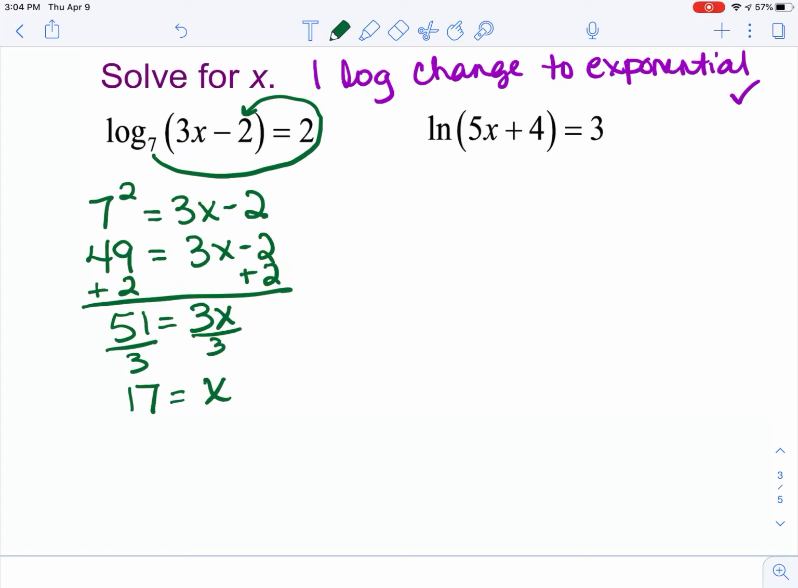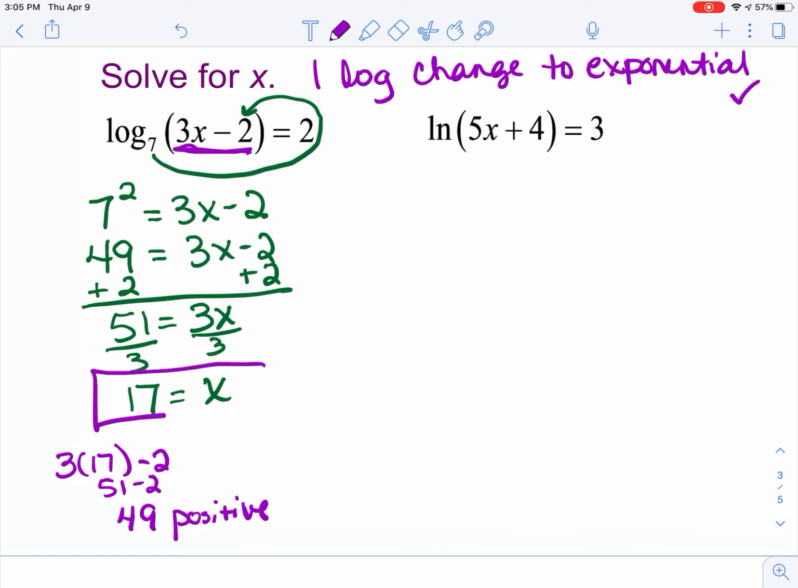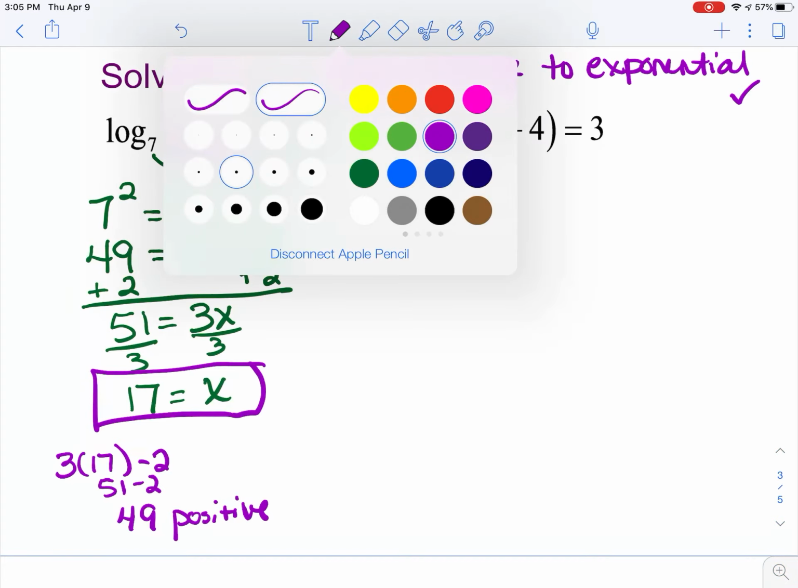So now we need to check. If I replace in here my variable with 17, 3 times 17 minus 2, that gives me 51 minus 2, which is 49. It's positive, because you can never take a log of a negative number. My answer is x equals 17. All right, our second one.